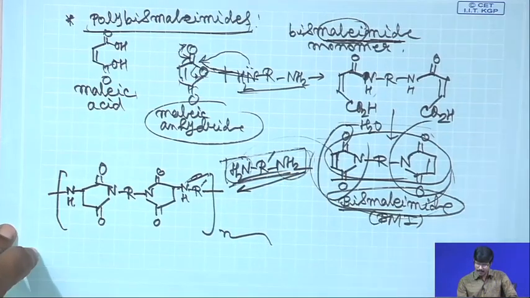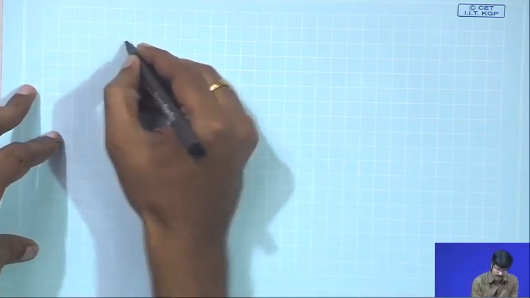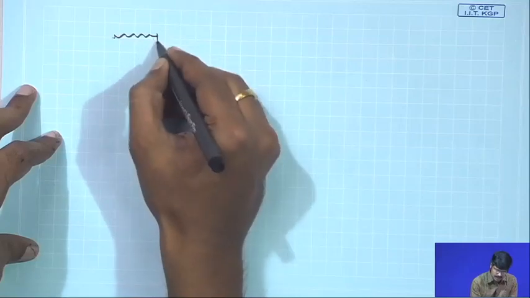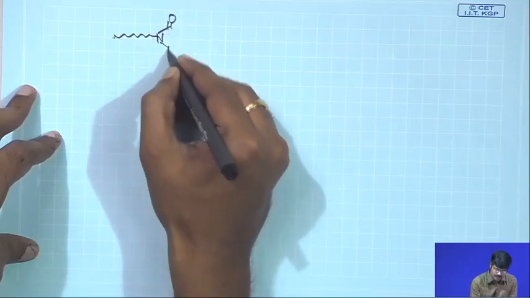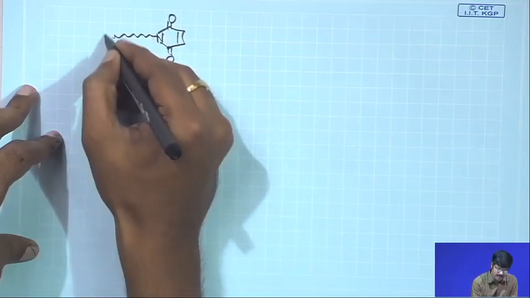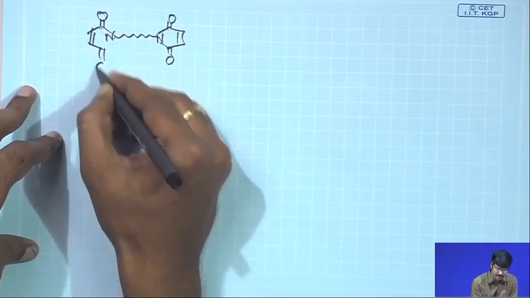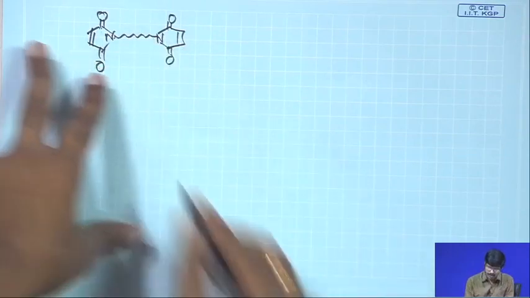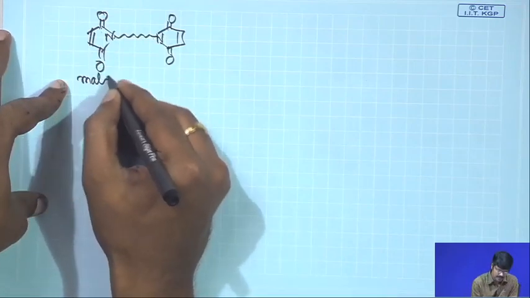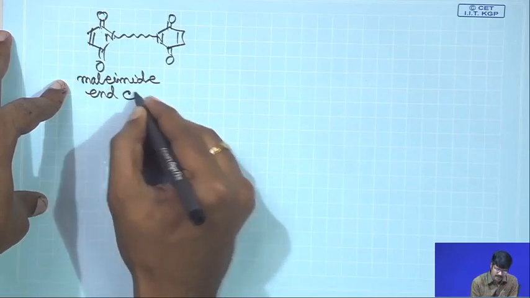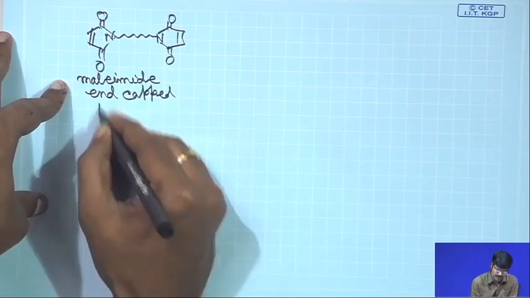So, both sides they will end cap. So, ultimately the polymers that you will get, this is the polymer, I am just not drawing the structure here in between, they will be end capped with these maleimide units, because the bismaleimide has been used in excess. So, this is maleimide end capped polymer.